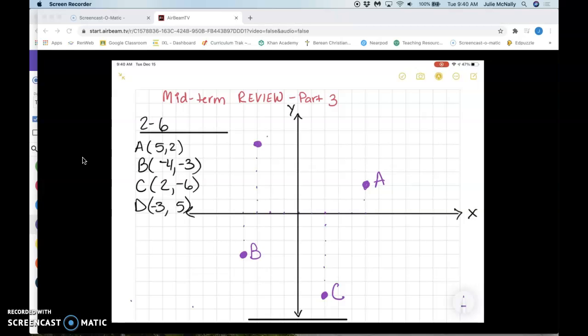And so on the test, since it's a Google form, of course you're not going to be plotting points, but you're going to see a point on a graph, and you're going to have to tell me what the coordinates of that point are. Okay? So, always move to the right or left first. Right if it is positive, left if it is negative, and then up or down second, up if it is positive and down if it is negative.